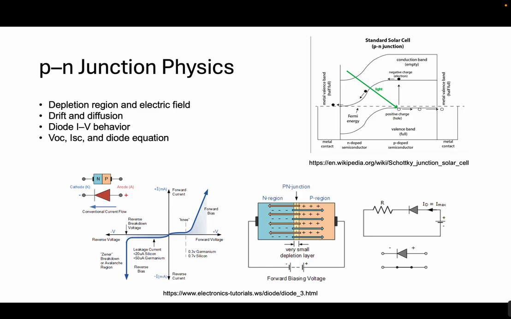Most solar cells rely on a p-n junction. At the interface, charge diffusion creates a depletion region and a built-in electric field. Current in the devices is determined by both drift and diffusion mechanisms, and the IV relationship follows the diode equation. Key parameters like the open circuit voltage and short circuit current originate from this underlying physics.